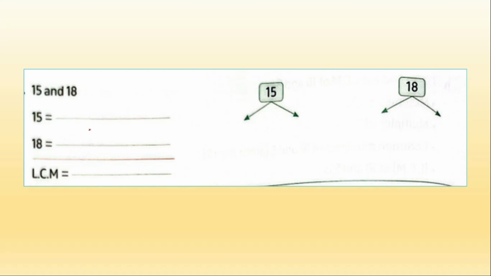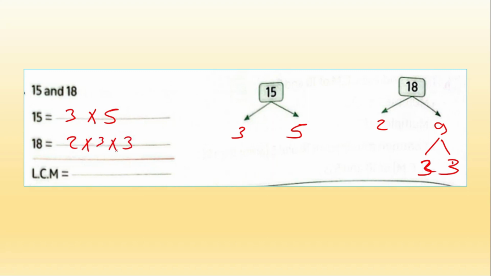15 and 18, find the LCM. So let's factorize 15 to be 3 times 5, and 18 is 2 times 9, and 9 is 3 times 3. Okay, so 15 equals 3 times 5, and 18 equals 2 times 3 times 3. Which is the common factor? 3. So write 3. Do you find any other common factors? No. So multiply by all the rest: 2, 3, and 5. 2 times 3 times 5 equals what?